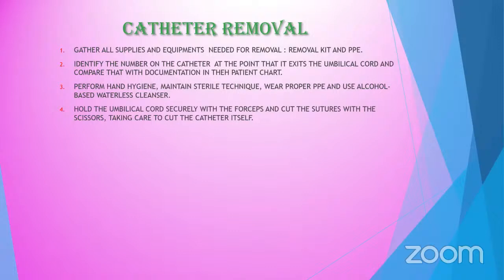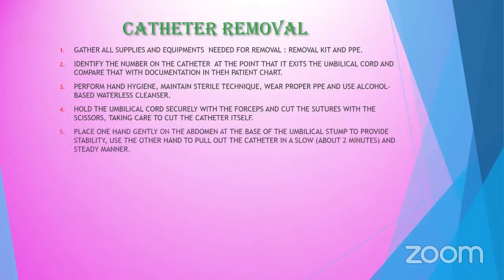Hold the umbilical cord securely with the forceps and cut the sutures with the scissors, taking care not to cut the catheter itself. So avoid cutting the catheter. And then place one hand gently on the abdomen at the base of the umbilical stump to provide stability. Use the other hand to pull out the catheter in a slow, about 2 minutes, and steady manner. Anyway, later Dr. Yahia will show you that one. Like we will hold and then we should slowly pull out.